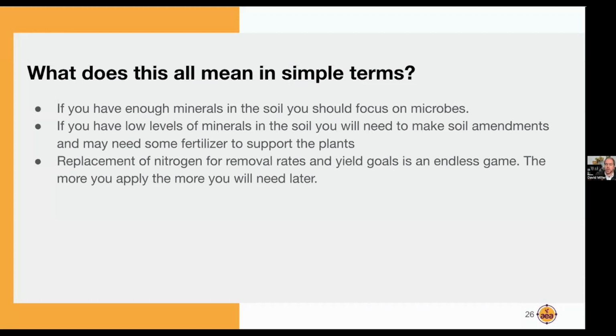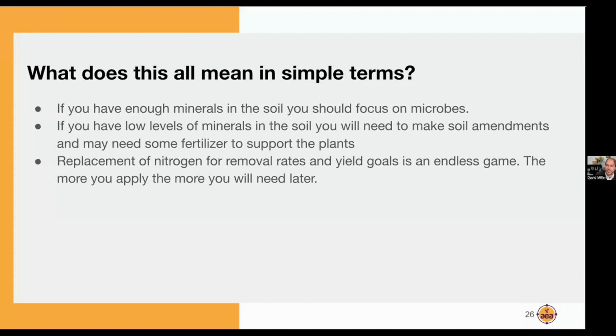So let's think about how do we get started? What do we do first? What do we do next? How do you take something from this and go from here and apply it to your operation?